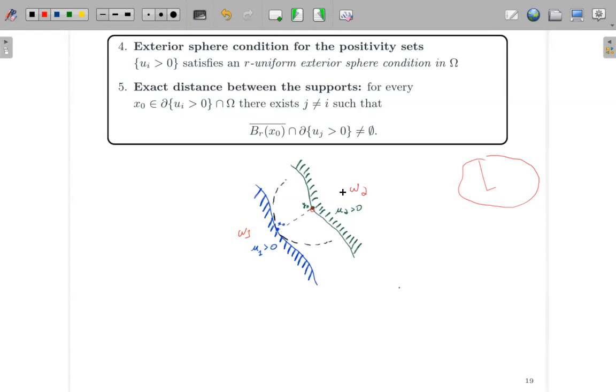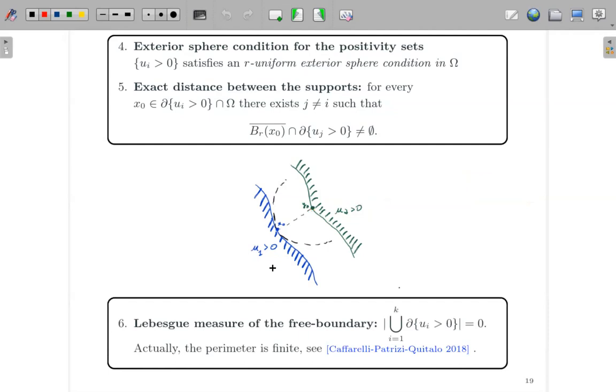So if you want me to repeat something, please let me know. For the optimal partition, each set satisfies an exterior sphere condition of radius r, and this ball is centered at another one. And we cannot get the regularity, but we know at least that the perimeter is finite. This is a consequence of a very general result by Caffarelli, Patrizio, Kitalo, which tells you, using viscosity solutions, that if you have a closed bounded set, and you take the set which is at distance k from this set, the perimeter is finite.